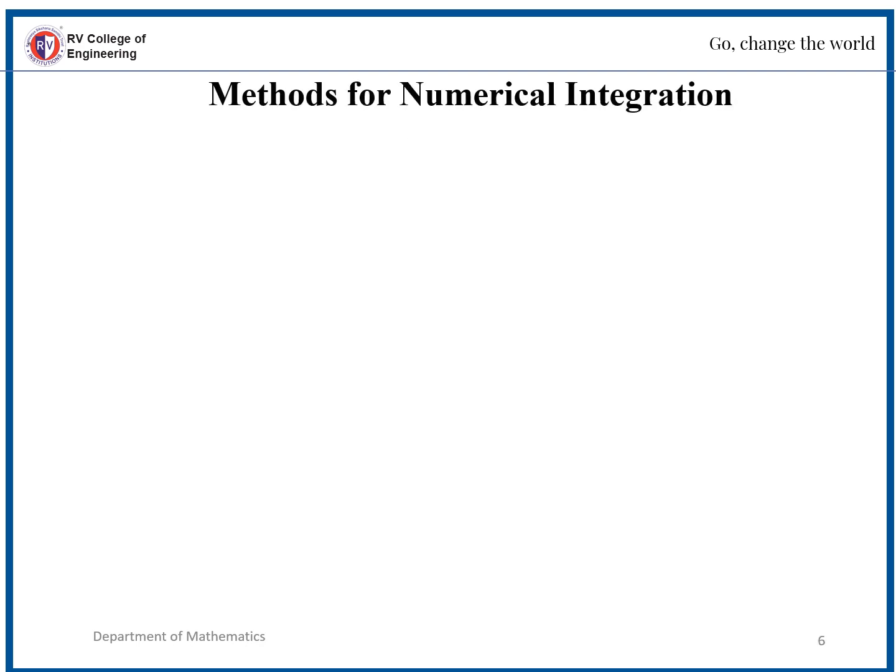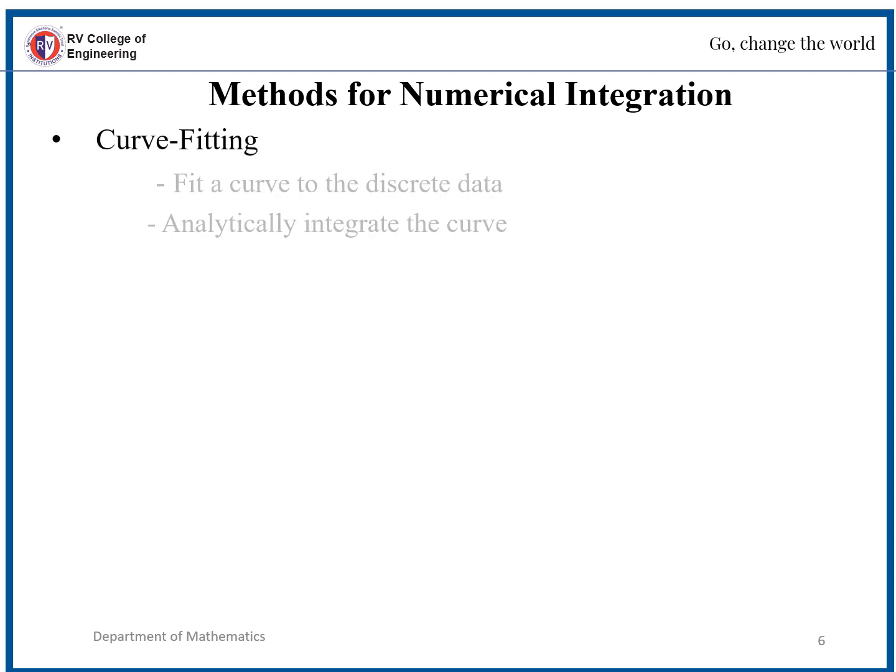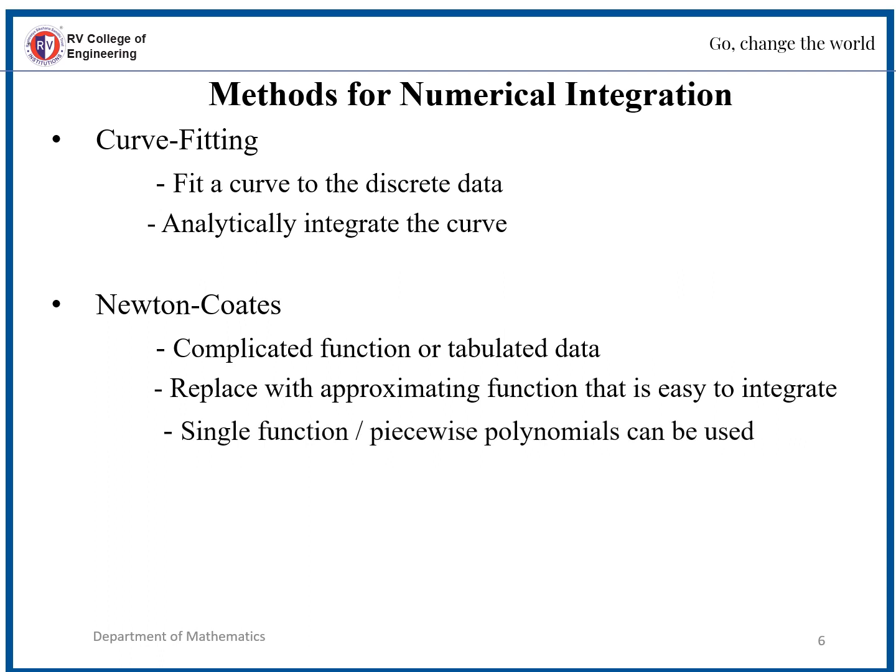Now let us discuss the various methods to solve numerically. The first method is curve fitting. In curve fitting, we fit a curve to the observed values and analytically integrate the curve and hence find the solution. The second method is Newton-Cotes integration. In Newton-Cotes integration, complicated functions are tabulated and then evaluated. Here what we do is replace them with approximate functions, which may be easy for us to integrate. That function can be a single function or piecewise polynomials. The rules used here are the trapezoidal and the Simpson's rules.